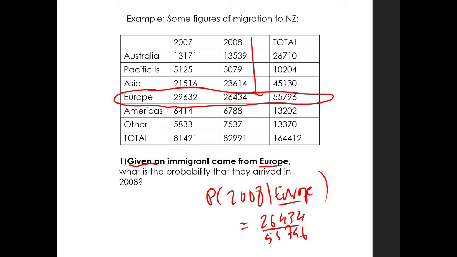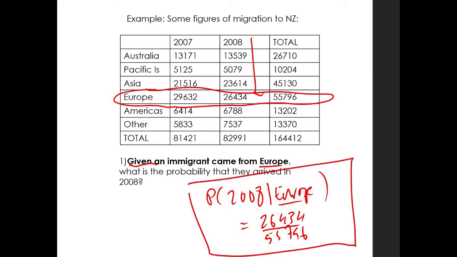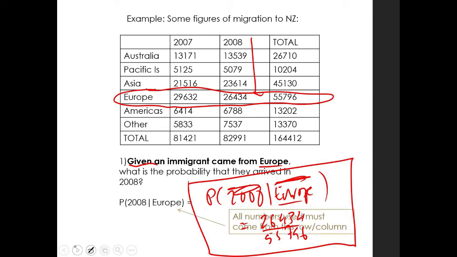As soon as you know it's conditional, every single thing should come out of that row or column. Remember, this notation is important, and you should learn to use it, right? It says conditional on Europe. What is the probability they came in 2008?